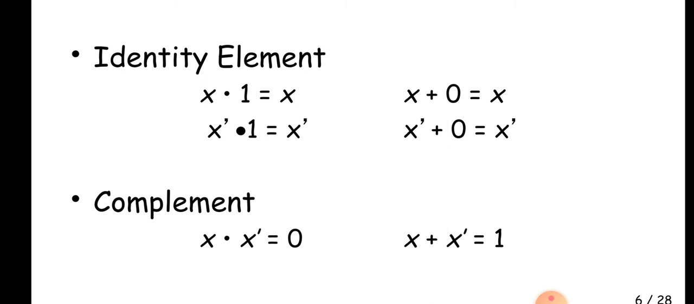Then the complement theorem is very easy. X into x complement, we know, is 0, and x plus x complement equals 1. So if we AND the original value and its complement value, the result is 0, and if we OR the original value with its complement value, the result is 1.